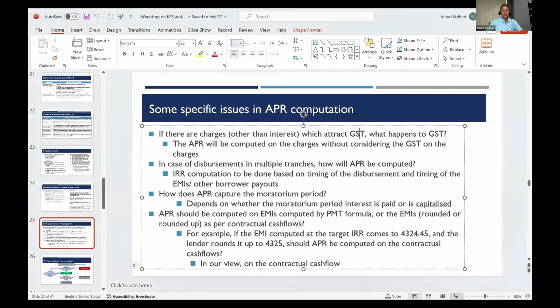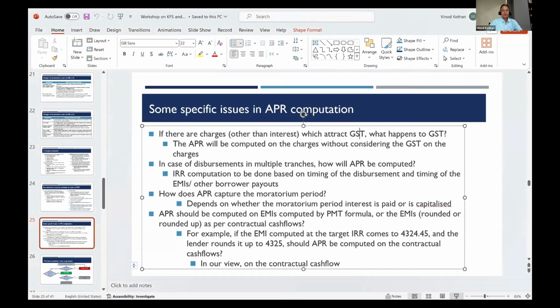Effective interest rate is also different, because the effective interest rate for accounting purposes is based on the lender's cash flows, whereas APR is based on the borrower's cash flows. So there are several things which form part of EIR which do not form part of APR. For example, loan origination cost. You are sourcing the loan from somebody else. Let's say the payment that you make to an LSP forms part of EIR. It's a part of the EIR computation, but it's not a part of APR computation.